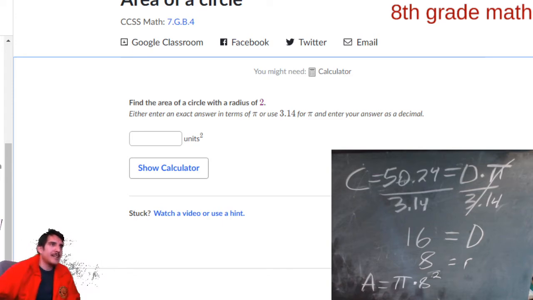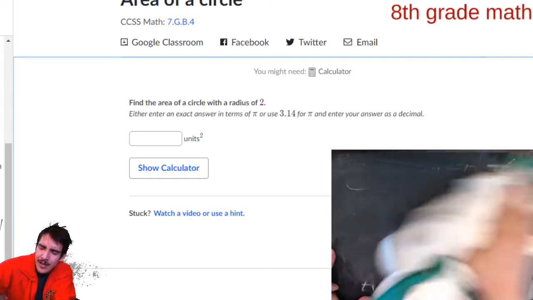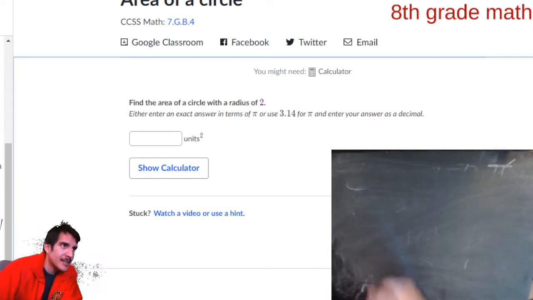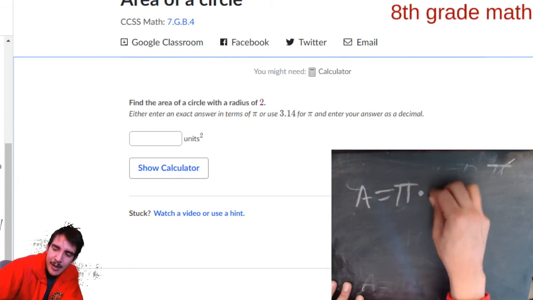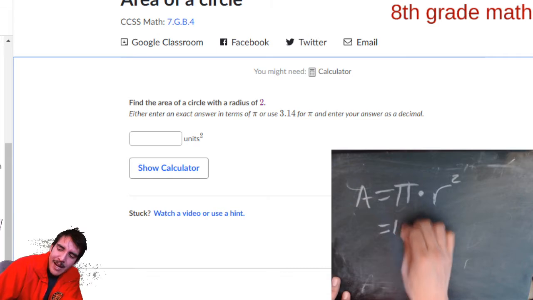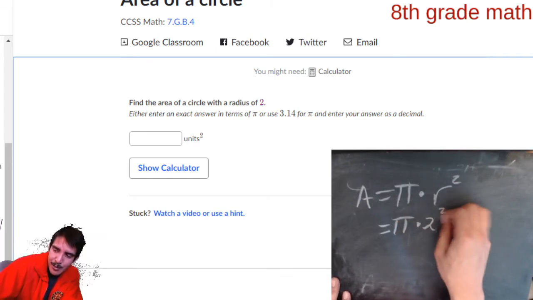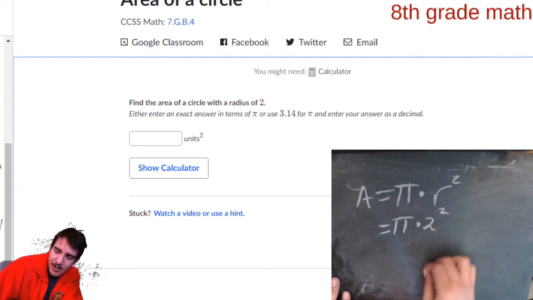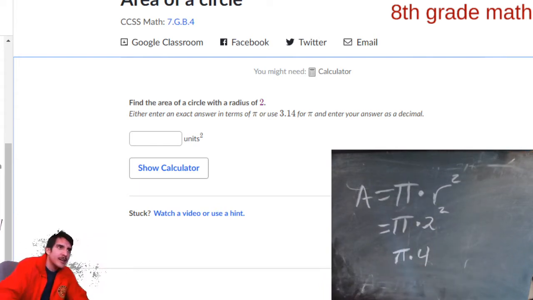Okay, find the area of a circle with a radius of 2. Okay, they're starting to get easier now. So area formula. They said area, so area is equal to pi times radius to the second power. In this case, that's pi times, what is the radius? 2. 2 to the second power. 2 to the second power is 4, so you have 4 times pi as your area.